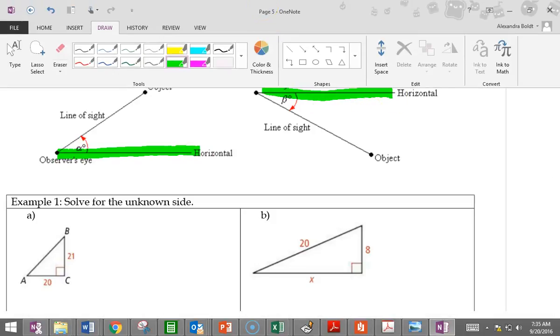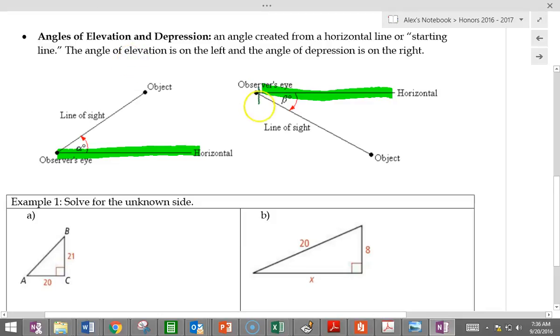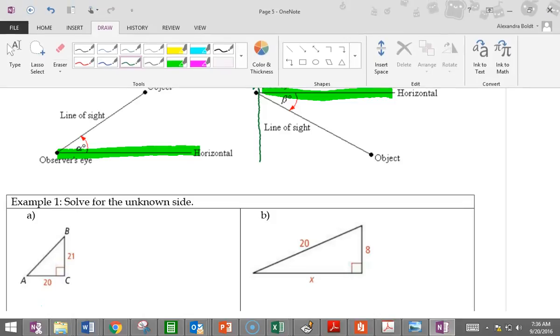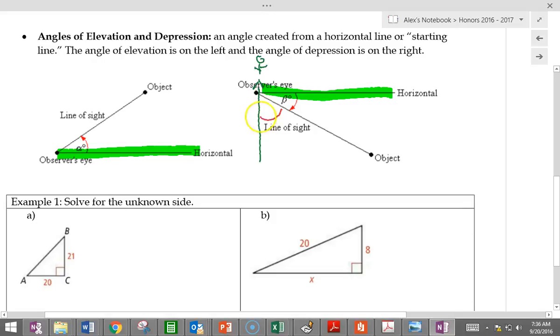A lot of students, especially with the angle of depression, get confused if there's something like, oh, someone's standing on a cliff. Here's my little person, and their angle of depression, whatever, is 15 degrees. It is from the horizontal. A lot of students want to say it's this line here, and that's not true. It's that horizontal line. So just remember, angles of elevation and angles of depression always go from the horizontal line.